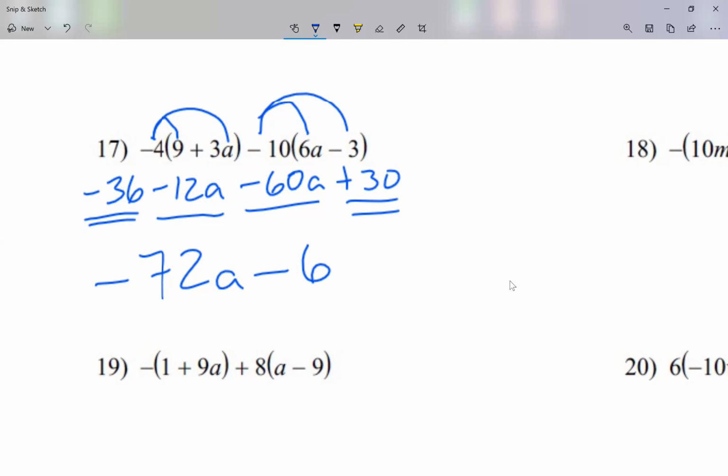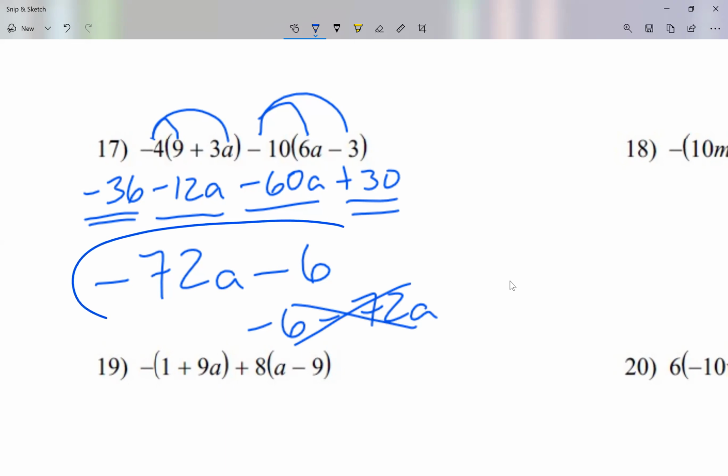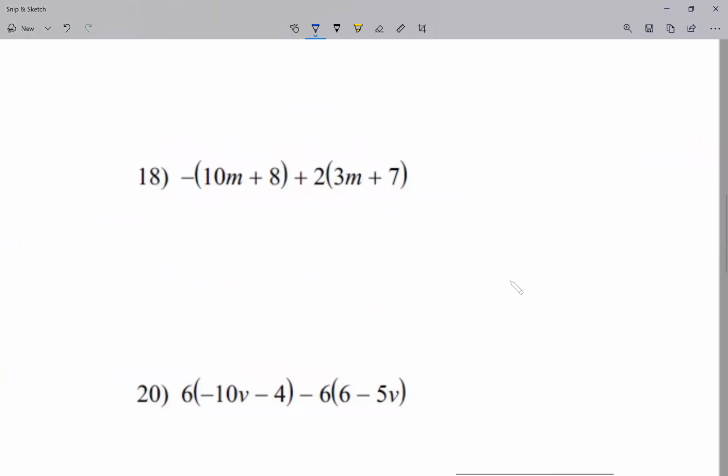Mathematically speaking, if you were to write -6 minus 72a, that's correct. But I want us to start getting used to combining letters first. So I'm not going to accept that. I'm going to accept this one, the one that has the letter first. So let's start getting used to combining letters first. -72a minus 6.